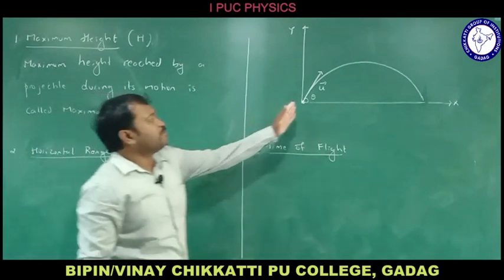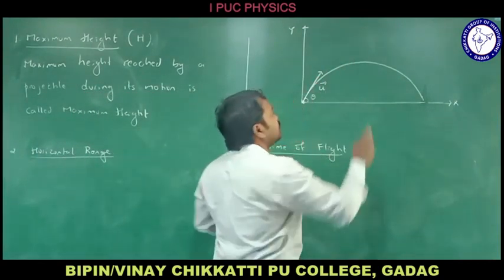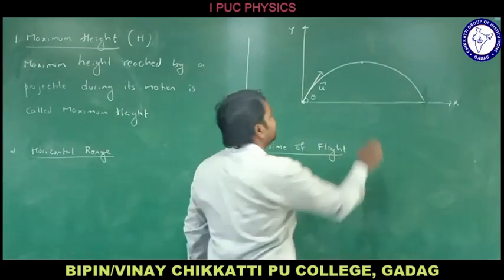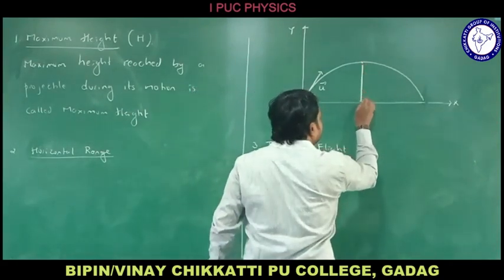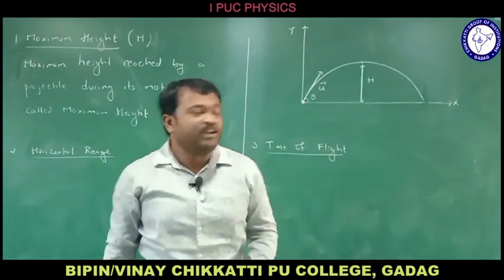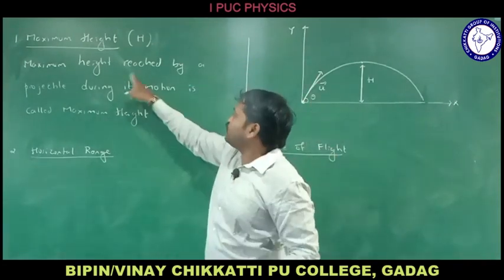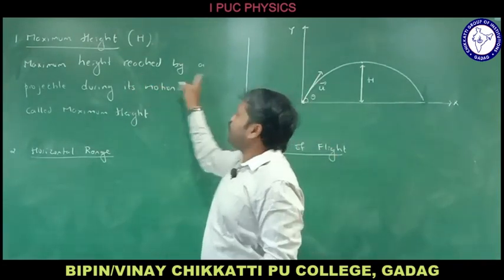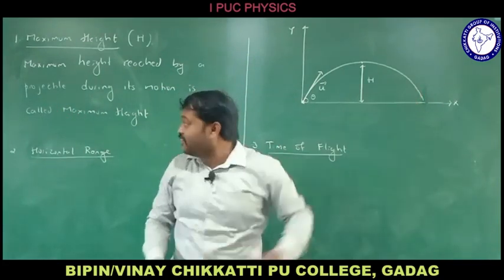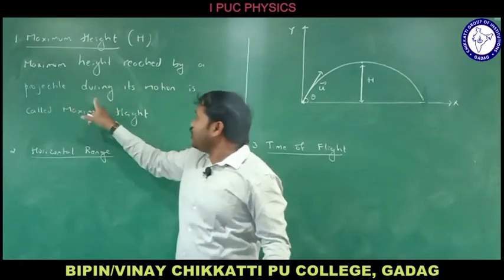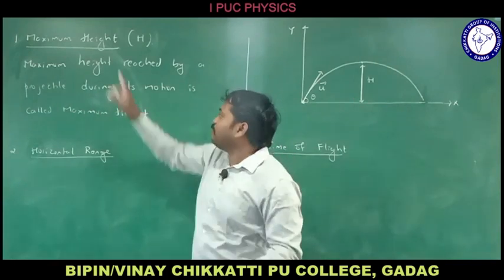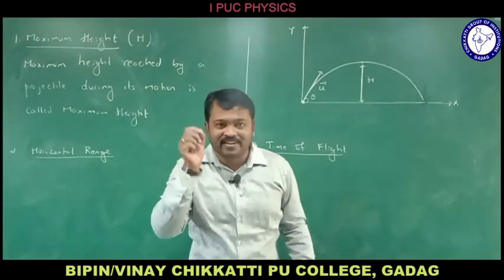Come on, tell me, this is a projectile motion. What is the maximum height reached? This is the maximum height reached, right? The height is always measured from the horizontal surface, and this distance is called the maximum height, and we represent it by h. This is the first parameter. Who is reaching that maximum height? A projectile. What is a projectile? An object thrown in air which moves under the action of gravity alone, right? So during its motion, the maximum height reached is called maximum height, and it is represented by capital letter h.